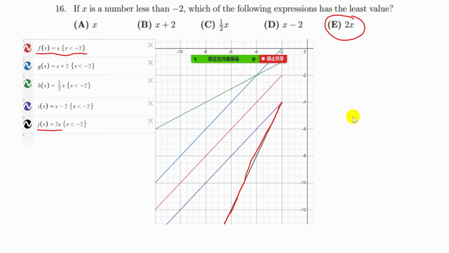Another way to do this would be just to find a random number less than -2 and put it into each of the options and then see which one is the least.